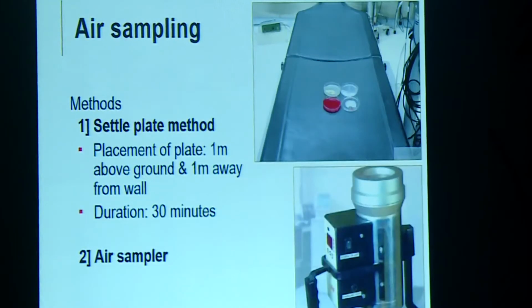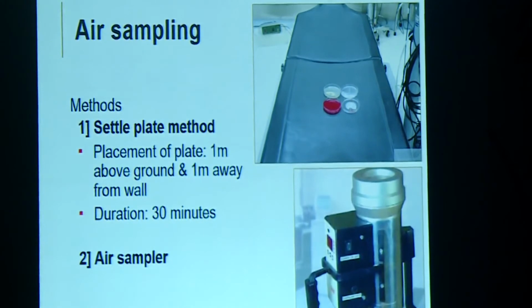Now, there are different methods of doing air sampling, and one is the settle plate method, which is the most common and most convenient. You just take a solid media like a blood agar media or a Sabouraud dextrose agar media, open the plates, keep it on the OT table because it's roughly a meter from the ground, and you need to keep it open for 30 minutes. This is the settle plate method. There are some equipments also where you can use an air sampler.